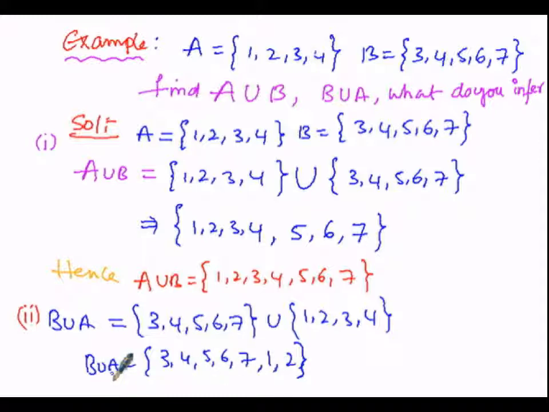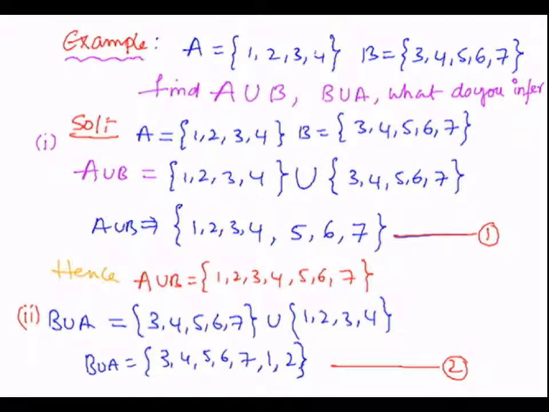So in this manner we got A union B elements as 1, 2, 3, 4, 5, 6, 7. Let us write this as the first set, number 1. Then B union A elements are 3, 4, 5, 6, 7, 1 and 2. Let us write this as the second one. So from 1 and 2, see here, first of all, A union B is equal to 1, 2, 3, 4, 5, 6, 7.